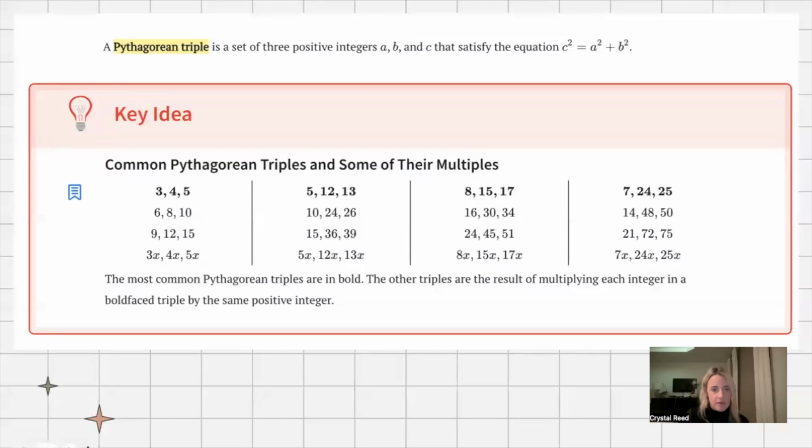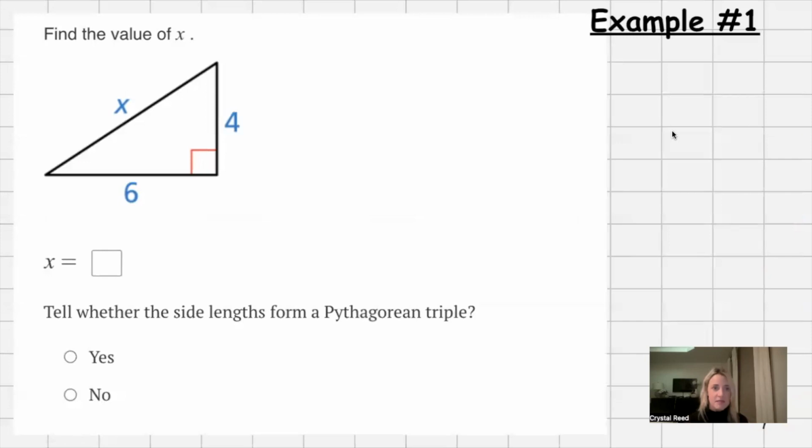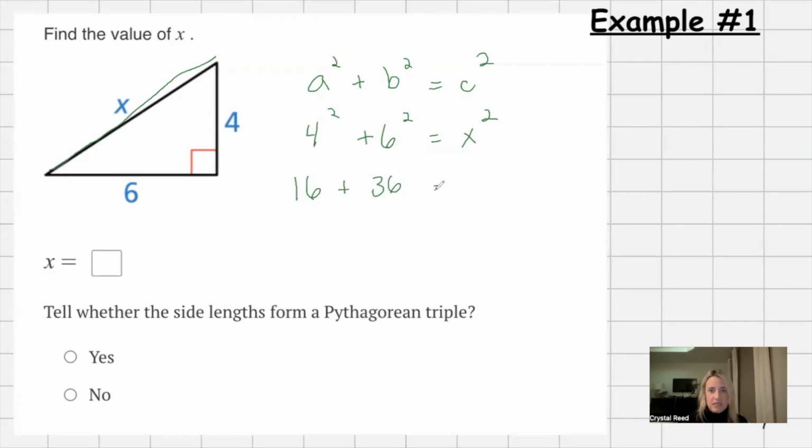And next up, all right, we're going to do a couple examples here. So we're going to find the value of x, and then we're going to decide, is this a Pythagorean triple or not? So first off, to find the value of x, we're going to use our Pythagorean theorem. So a squared plus b squared equals c squared. Our c is that hypotenuse. So our c in this case is our x, which is the longest one, across from 90. The other two don't matter the order. So I'm just going to plug those in as 4 squared plus 6 squared equals x squared. 4 squared is 16. 6 squared is 36. And that's going to equal our x squared.